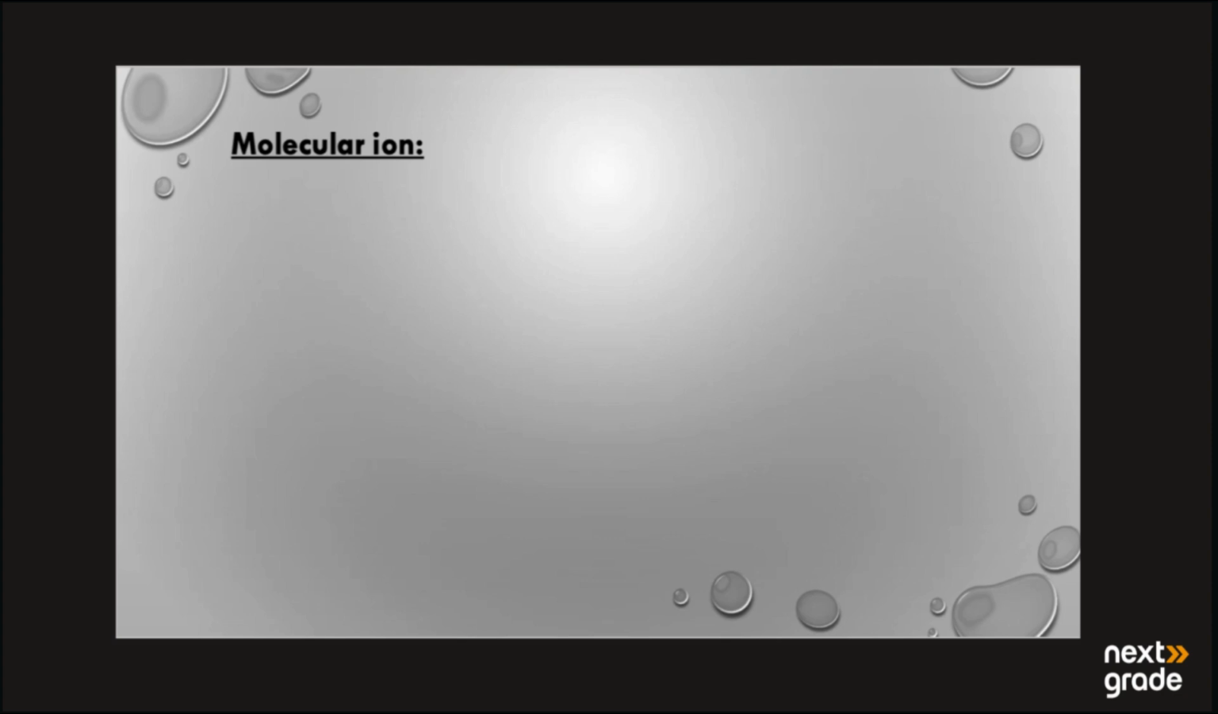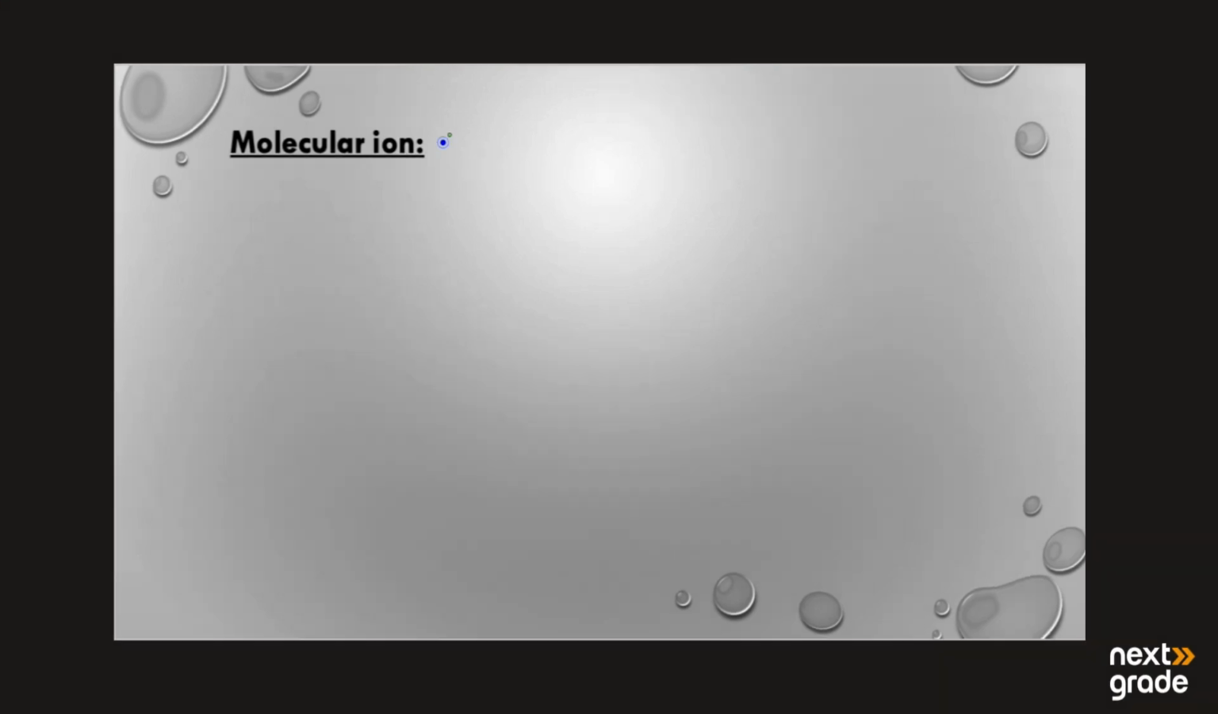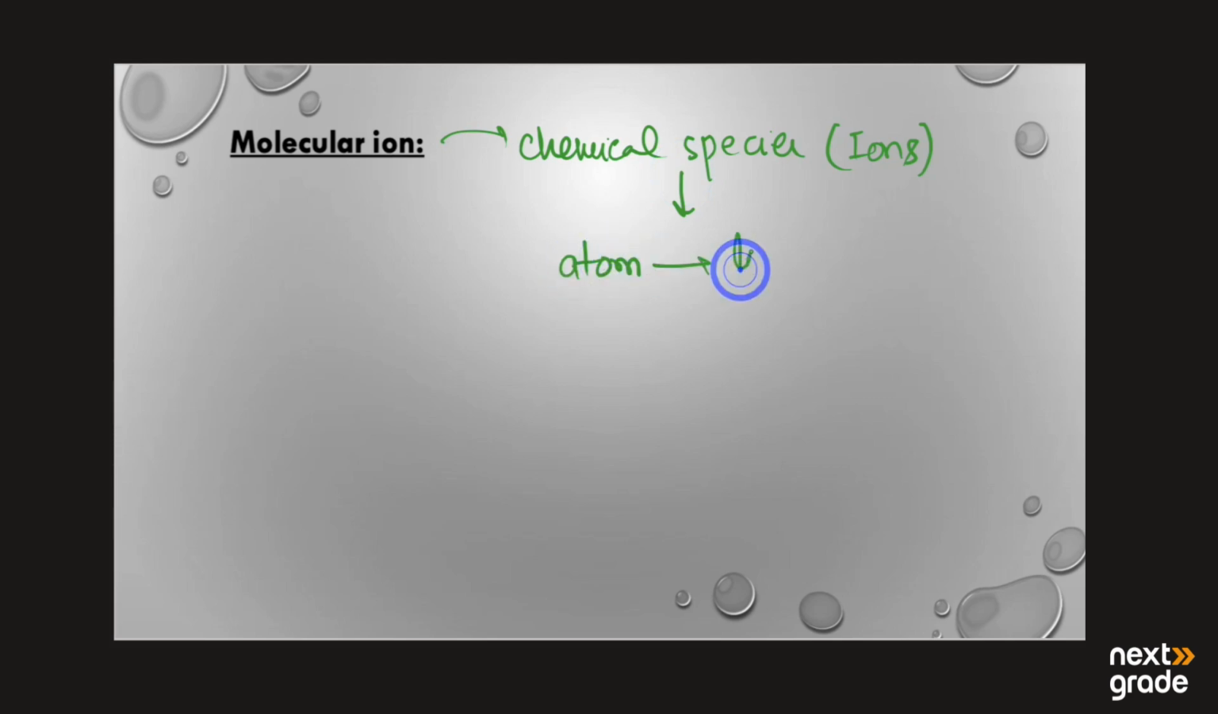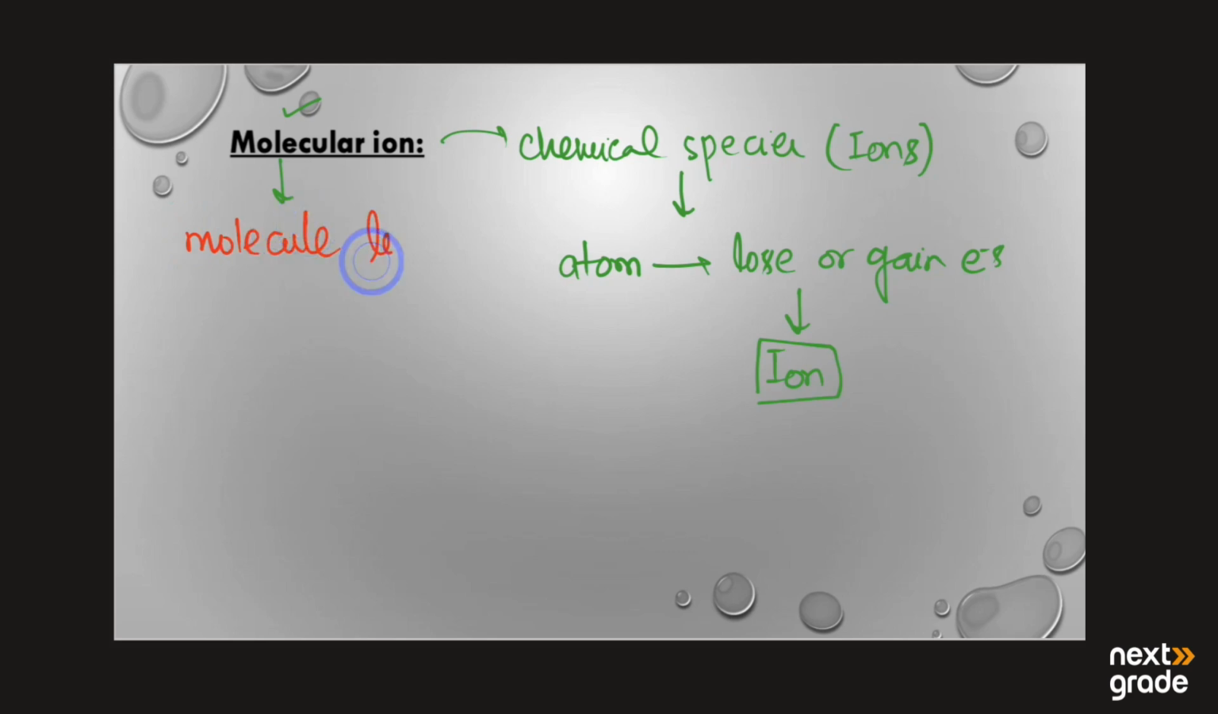So basically, when talking about the molecular ion, it is related to the formation of an ion. In the previous lesson, we learned about chemical species, and these chemical species are known as ions. Ions are formed when an atom loses or gains an electron, and then the resulting species is known as the ion. But when we talk about the molecular ion, when a molecule loses or gains electrons, then the resulting species is known as the molecular ion.